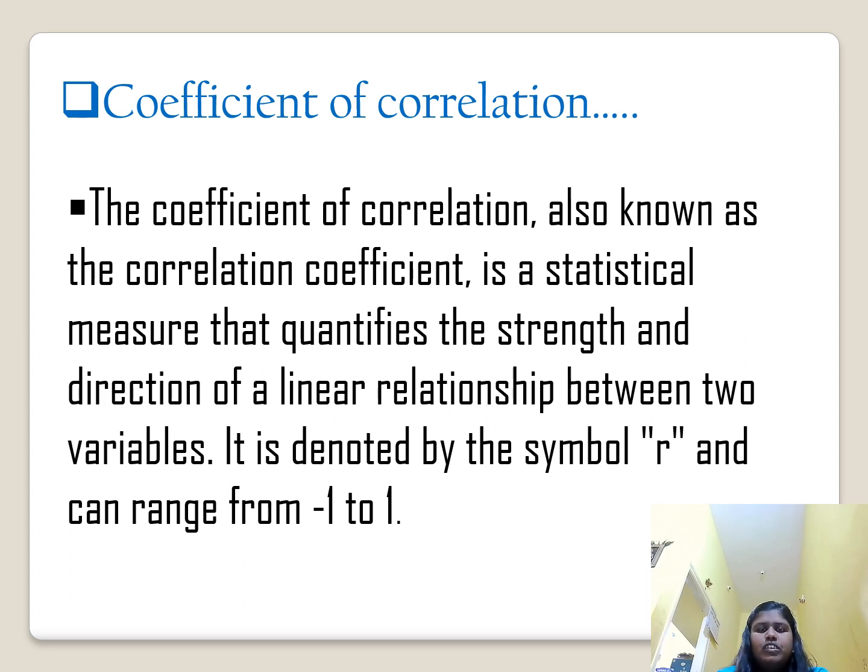Moving on to the coefficient of correlation definition. The coefficient of correlation, also known as the correlation coefficient, is a statistical measure that quantifies the strength and direction of the linear relationship between two variables. It is denoted by the symbol r and can range from -1 to 1.